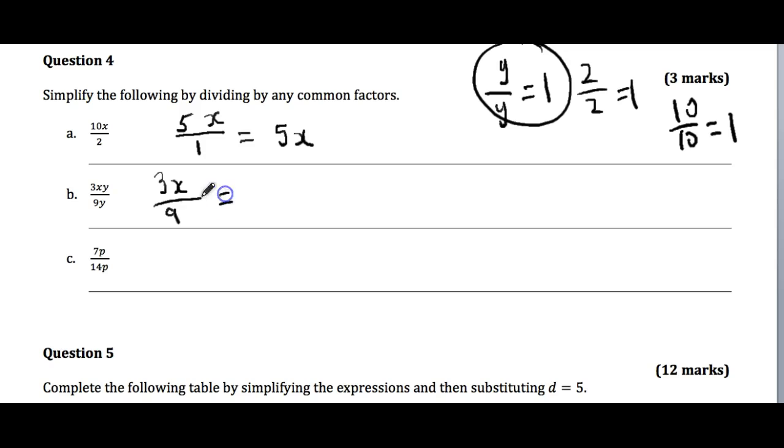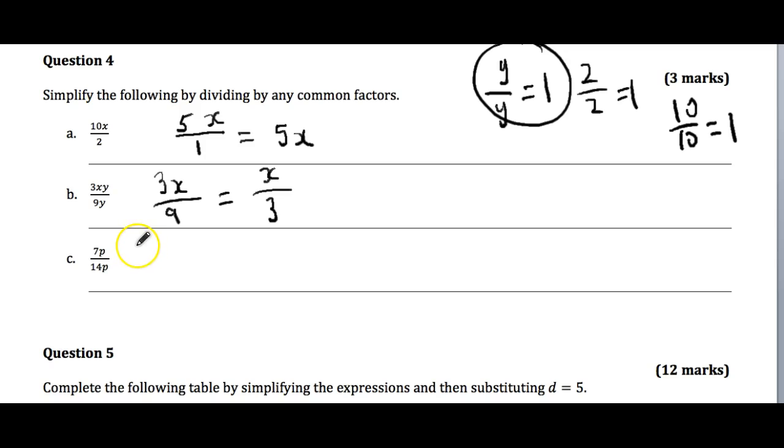All right, so the next step is to find the highest common factor in 3 and 9. So that's going to be 3. So how many times does 3 go into 3? It goes in once, so we're just going to write x, and it goes into 9 3 times. So 3xy over 9y is x over 3.